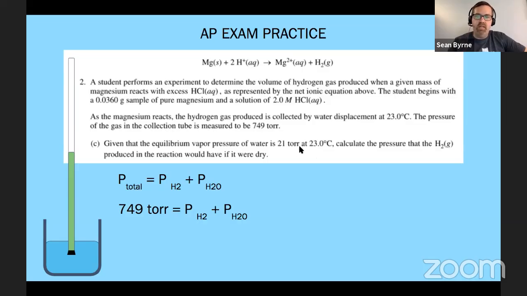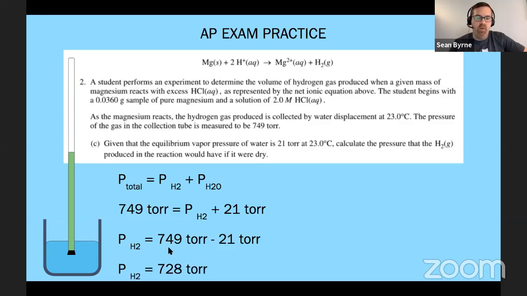So our problem is telling us it is 21 torr at 23 degrees Celsius. So we can just plug that in right here for our vapor pressure for water. And that tells us that our pressure for hydrogen is equal to 749 minus 21. And our final answer, right, calculate the pressure that hydrogen gas produced, so just the pressure of hydrogen if it were dry, is 728 torr.